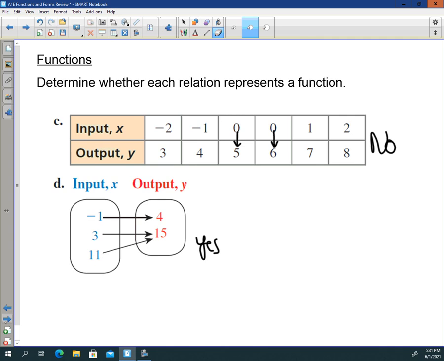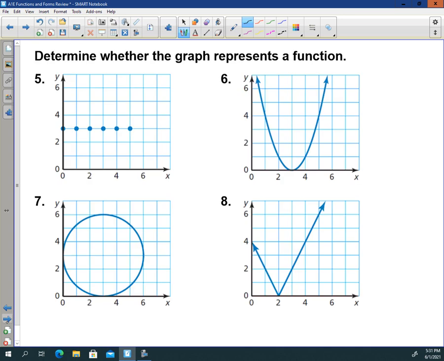Being able to tell functions is kind of confusing. It's even confusing for me sometimes. It's okay. There won't be a lot of questions about that.